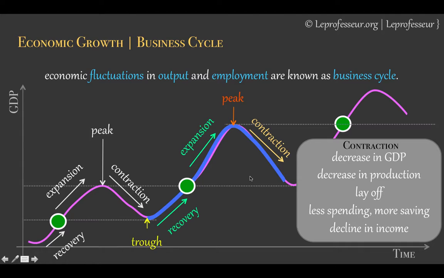Let's try to understand another term called contraction. As you can see here, in the contraction phase, GDP starts to decrease. What it means is that production will decline, there will be layoffs, and more people will be in the job market looking for jobs. So the unemployment rate will be high. People will spend less and save more. Companies are laying off people and cutting costs, so overall family income will decline. And economists conclude that, okay, now we are getting into a recession phase.